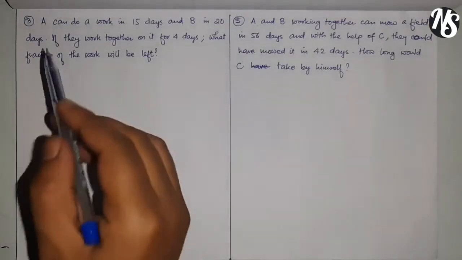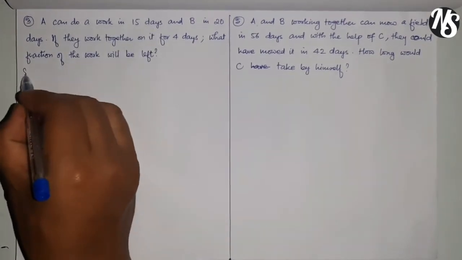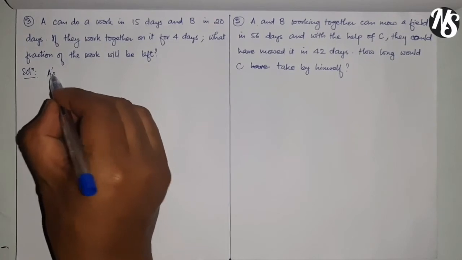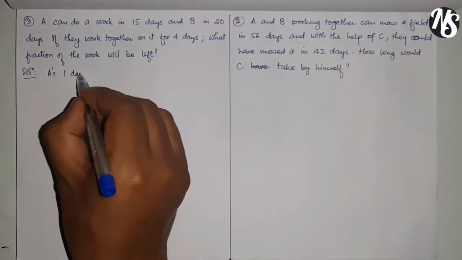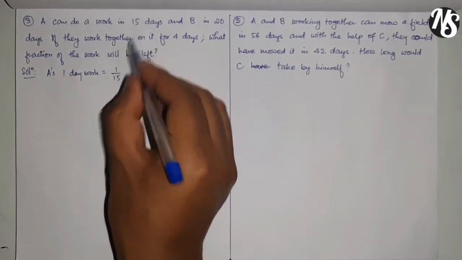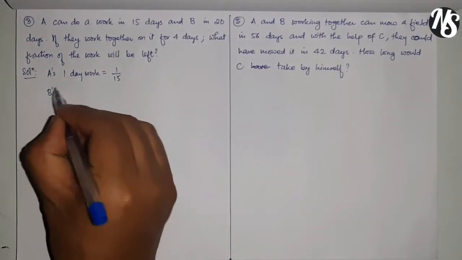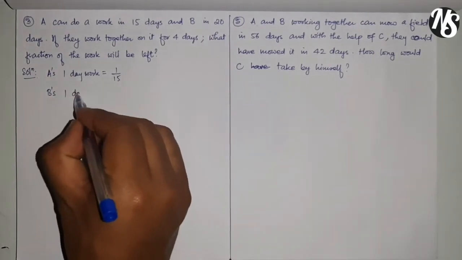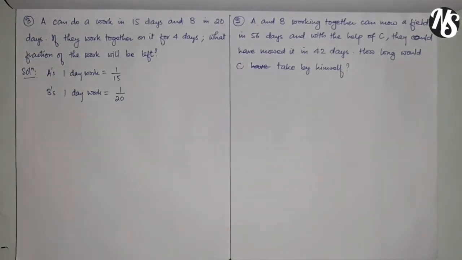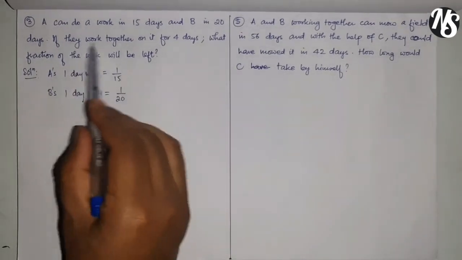Now let's observe question number 3, which says A can do a piece of work in 15 days. Let's quickly see the solution of this. If A finishes the work in 15 days, let's find A's 1 day work. A's 1 day work is going to be 1/15, the reciprocal of 15. Now it is given that B finishes in 20 days. That means B's 1 day work is going to be 1/20, isn't it?